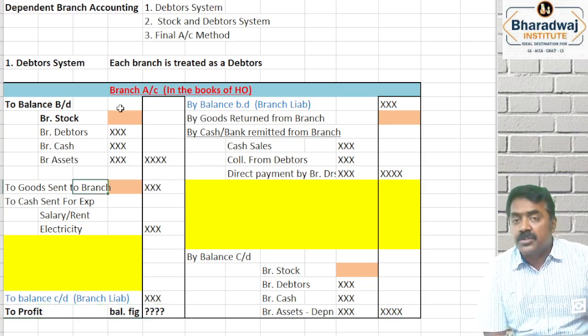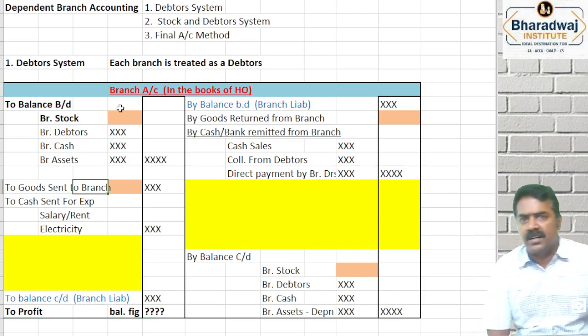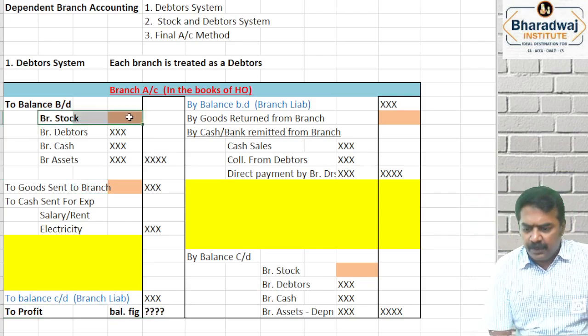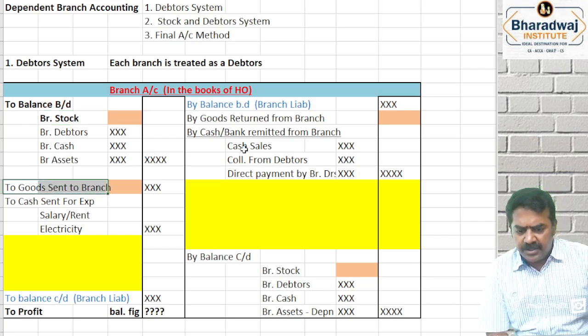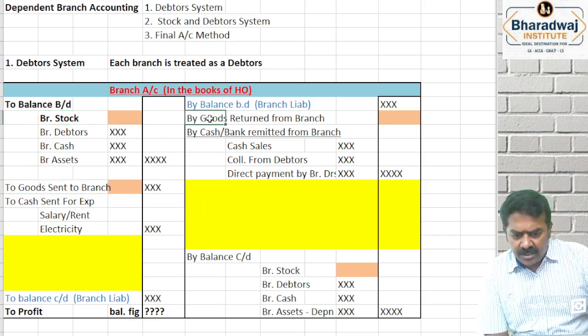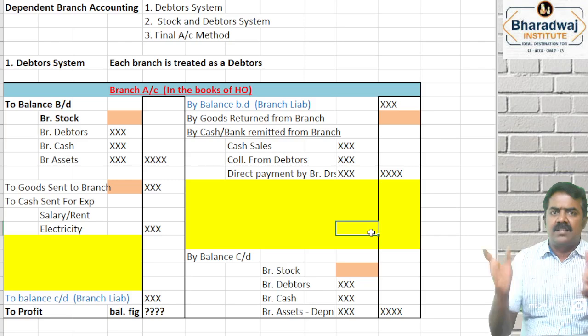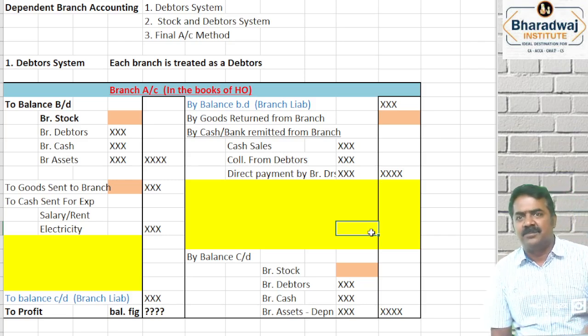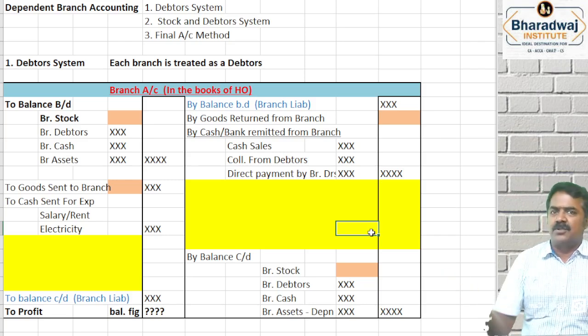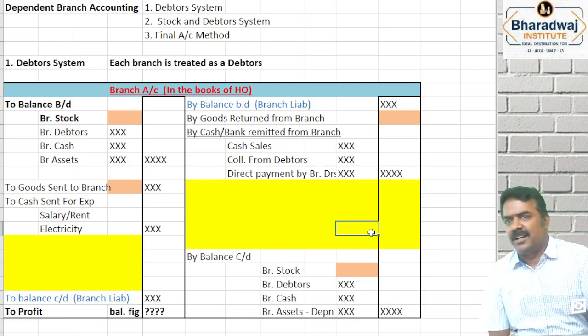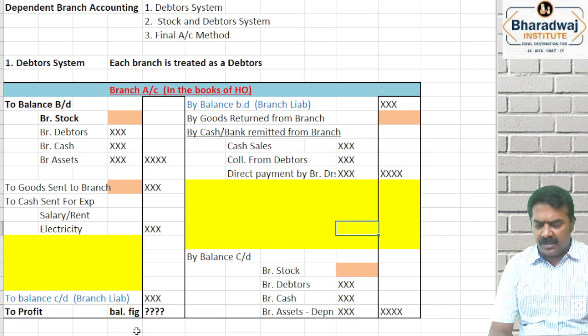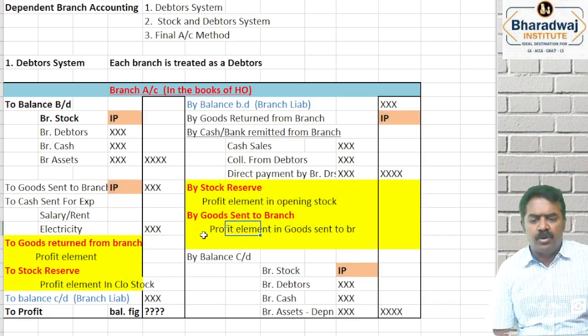Suppose the goods are sent at invoice price: opening stock, goods sent to branch, goods returned from branch and the closing stock will be at invoice price. When everything is recorded at invoice price, then the proper profit will not come. Debit is also at invoice price, credit is at selling price. Then the proper profit or loss will not come, so we remove the loading.